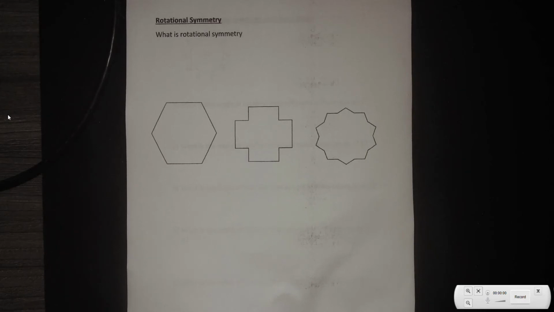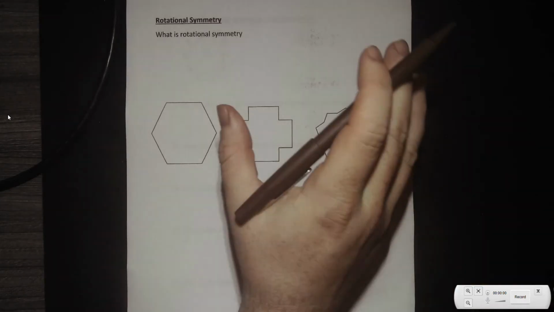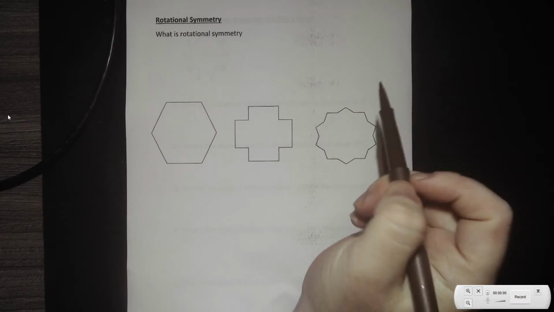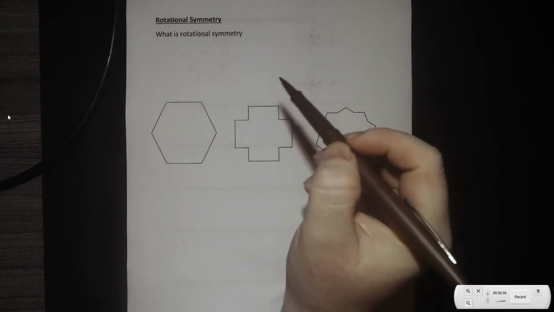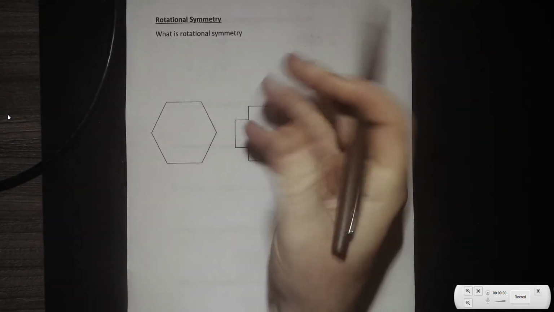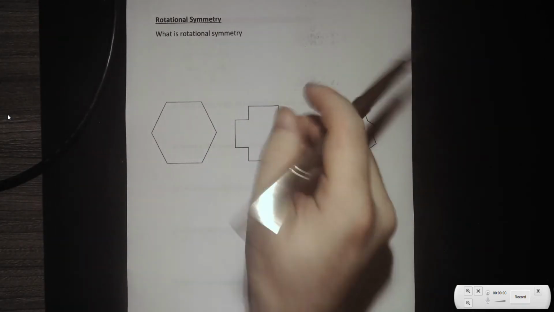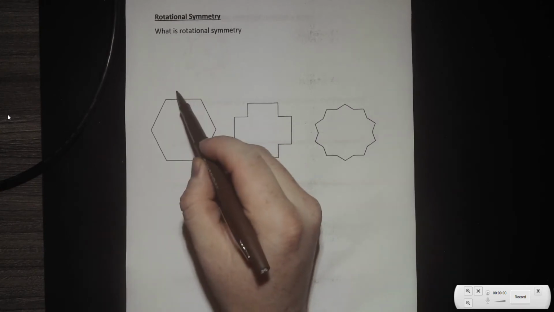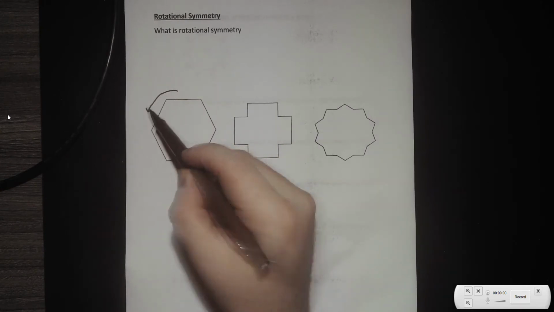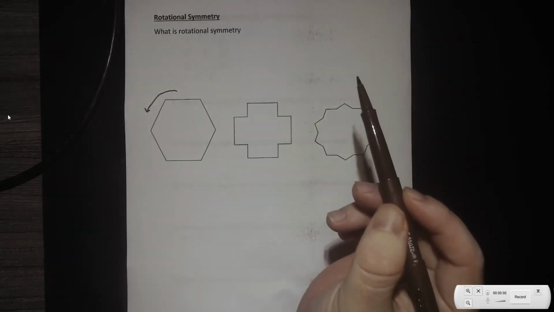Okay, so now we're going to talk about rotational symmetry. So, kind of like reflectional symmetry, it does involve putting something back onto itself. But with reflectional symmetry, you drew a line, and it would fold back onto itself. Rotational symmetry is essentially how many times you can turn this counterclockwise and have it be back onto itself. So that's what rotational symmetry is.